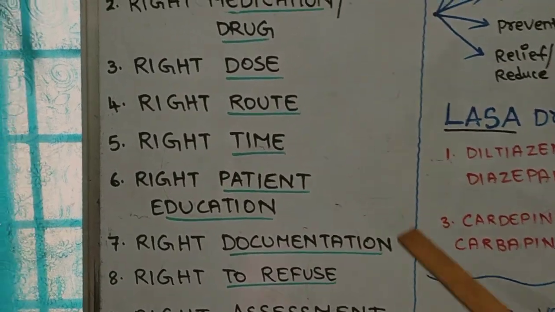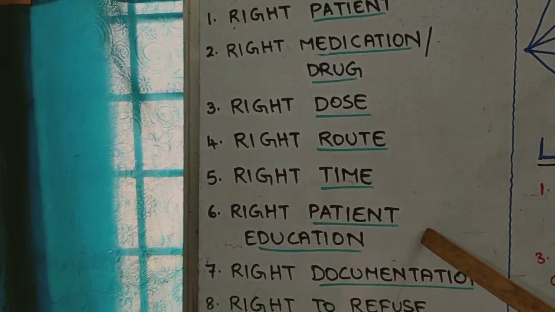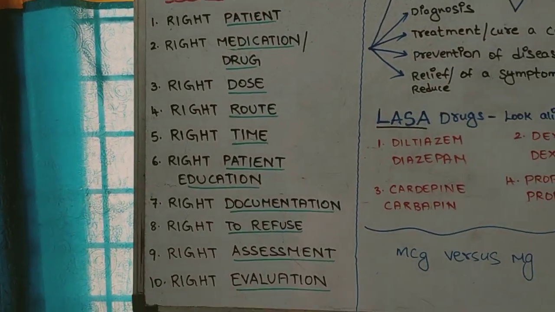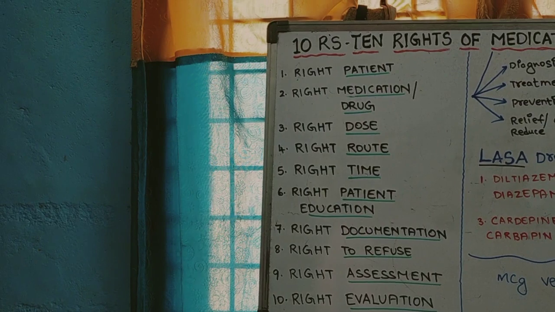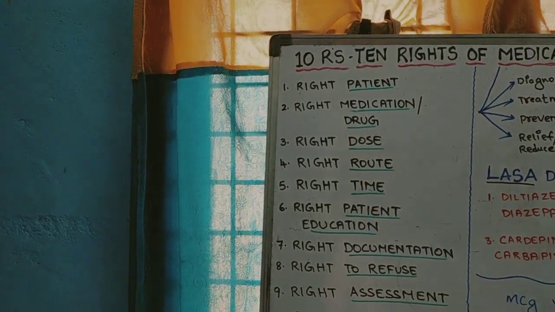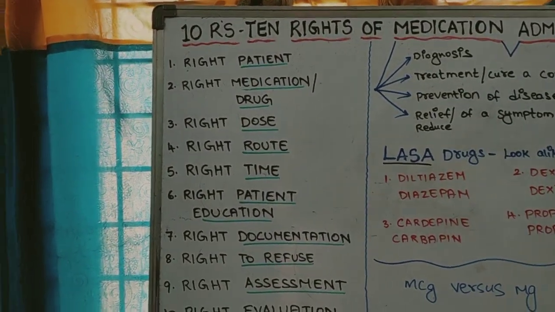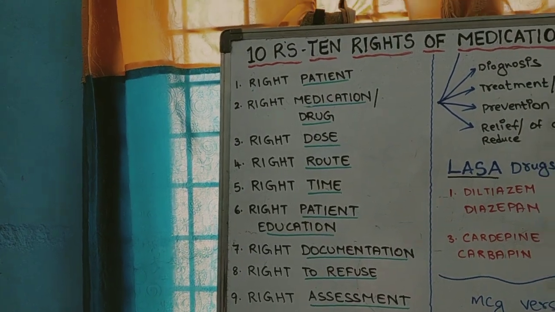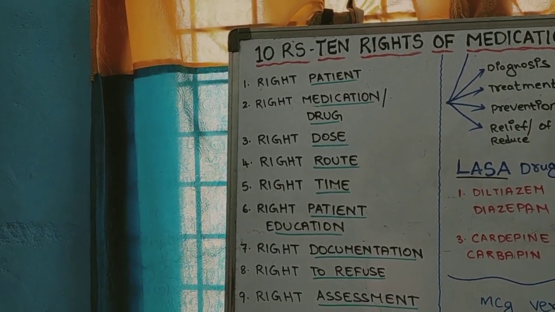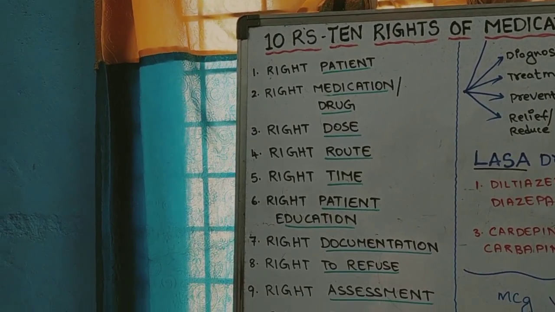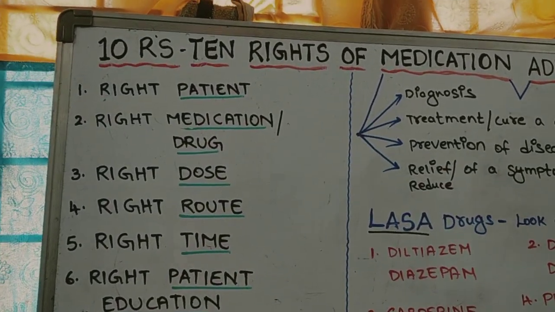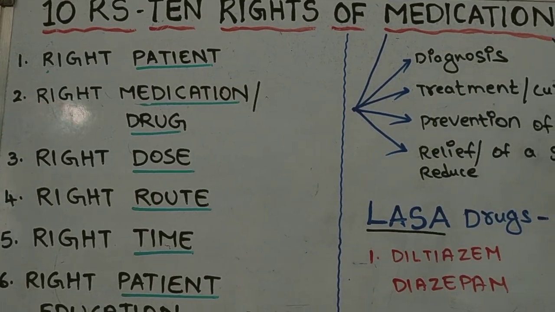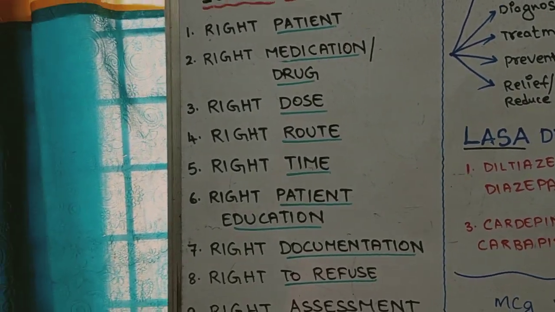Next right is right patient education. You should provide enough knowledge to the patient about what is expected, I mean the therapeutic action and the side effects of the medicine that you're giving. Check that the patient understands what the medication is given for. They should be aware of the therapeutic effect as well as the side effects of the medicine that we are giving to them.